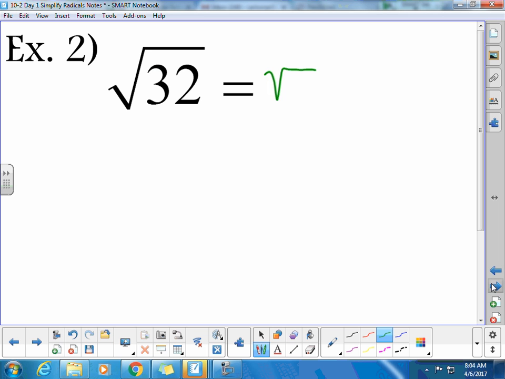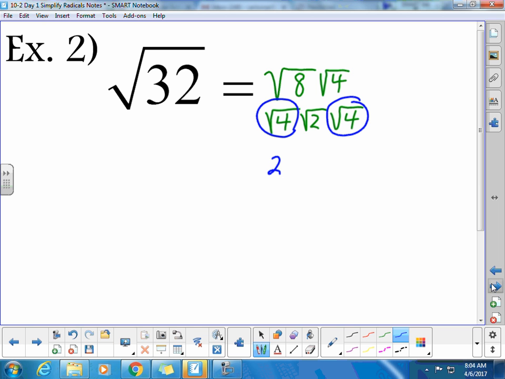So I know 32 is 8 times 4. Square root of 8 times the square root of 4. I'm going to break 8 up into the square root of 4 times the square root of 2. I still have that other square root of 4 coming along. And I'm hoping that you recognize square root of 4 is just the number 2. So not the square root of 2, it's just 2. And the square root of 2 I can't break up. So square root of 2 just stays under the radical. Now I multiply the numbers on the outside and I would get 4 square root 2.